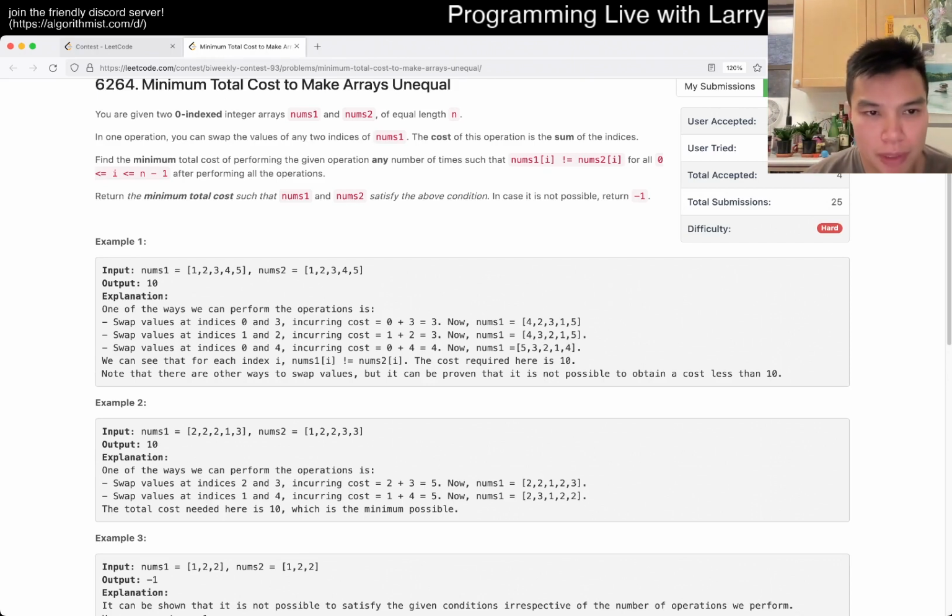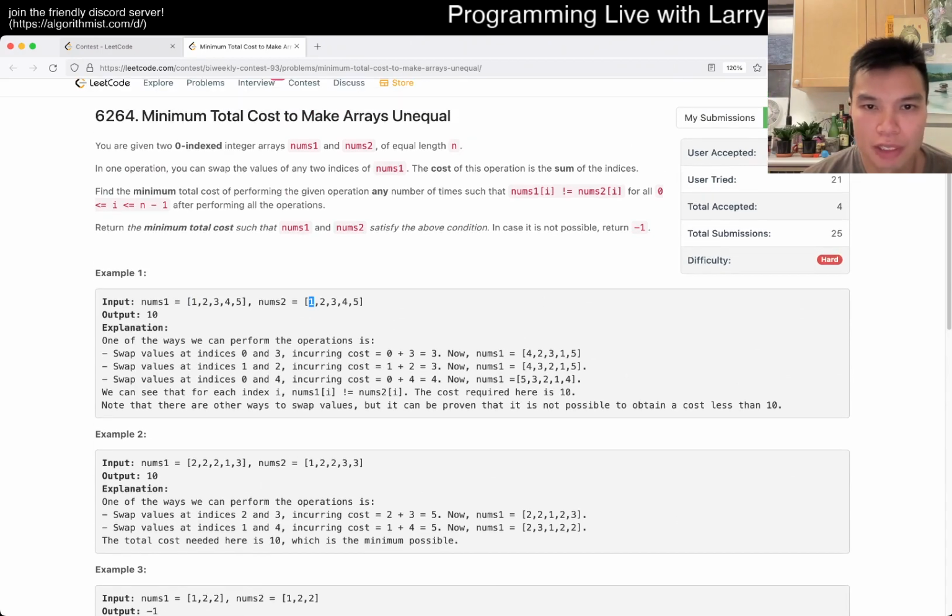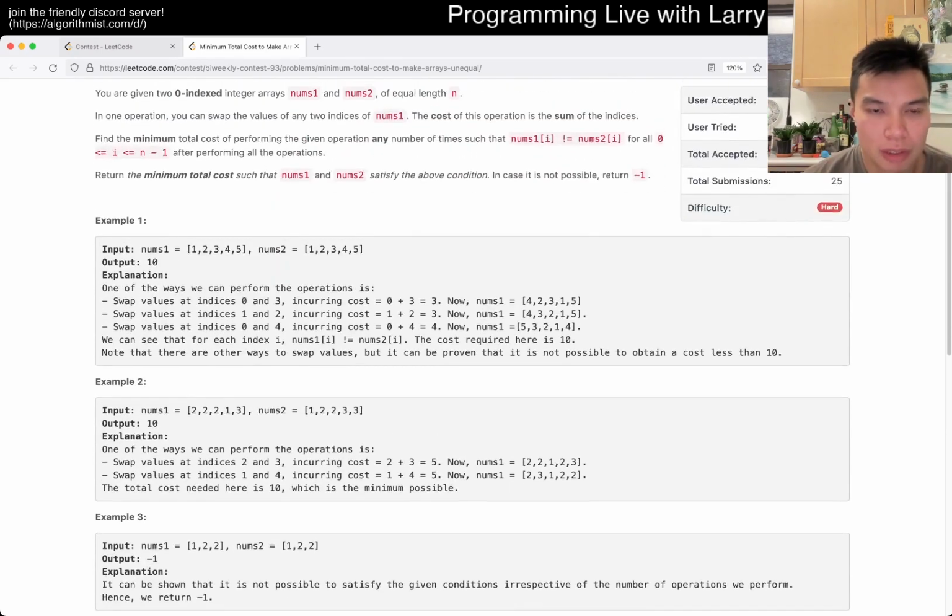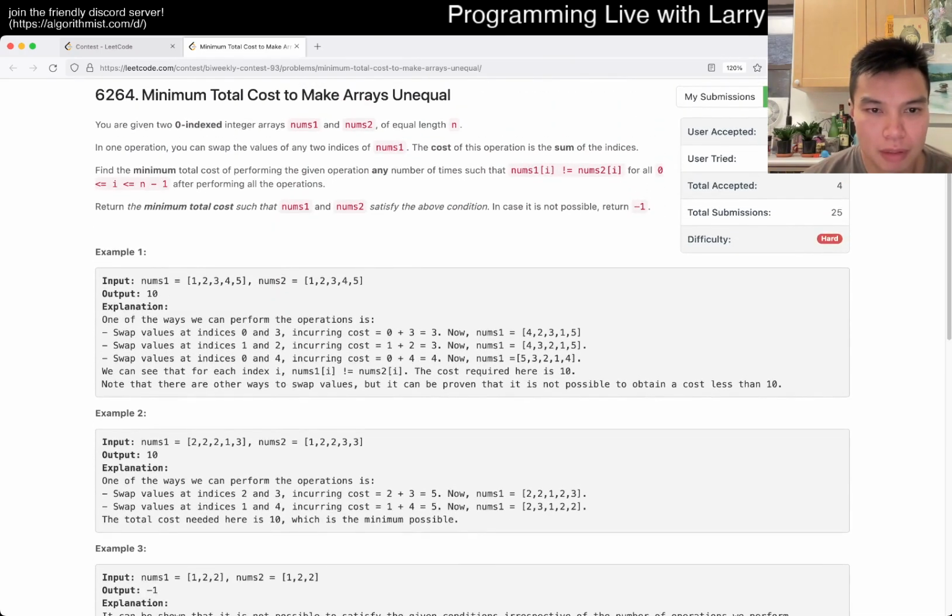So we always use the min amount. Do we swap? Okay, you can only swap nums 1. Okay. I actually wasn't sure. Okay. So you always want to use the min amount.